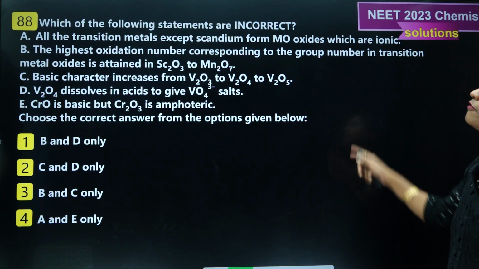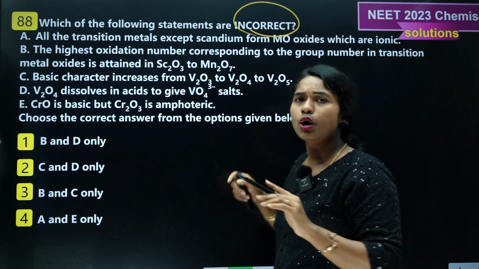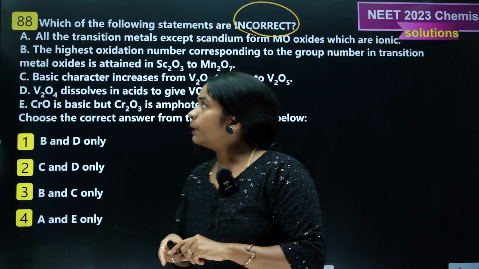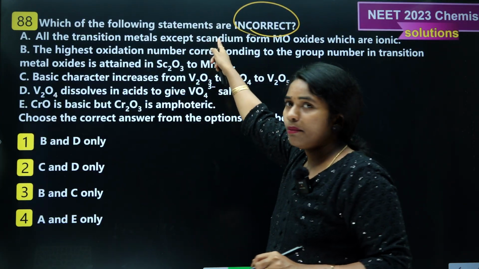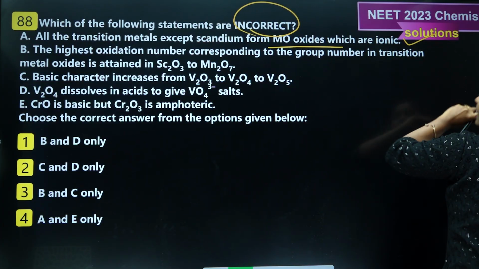See the next one. Which of the following statements are incorrect? This is also one of the direct questions from NCERT. All the transition metals except scandium form metal oxides which are ionic. Correct.